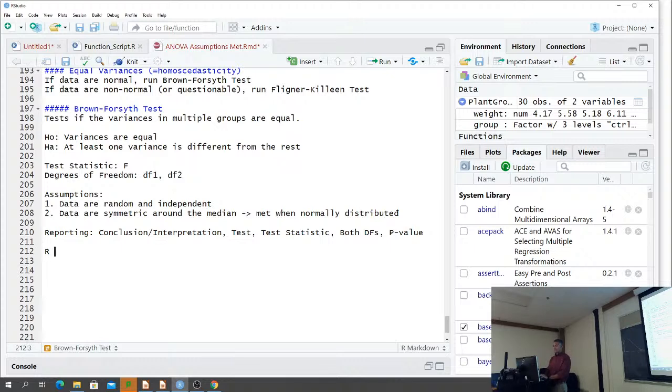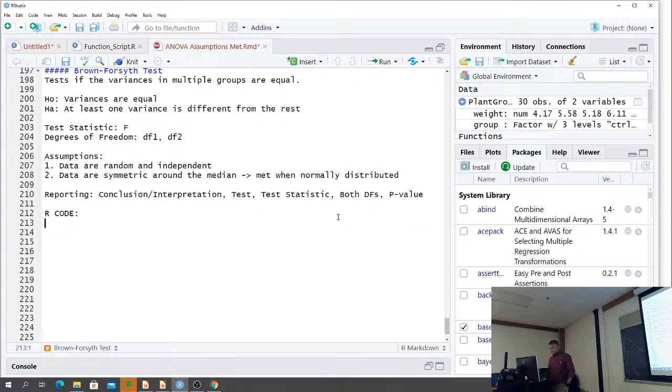Our code. Of all the things that we run, this is the one that might throw you off. Our code, leveneTest with a capital T. Y is a function of x, data, and center equals median.